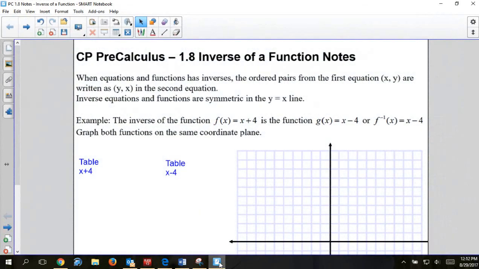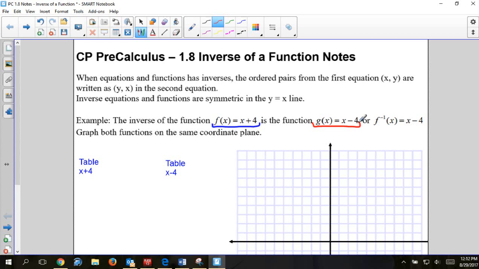So we're doing inverses today. And you maybe did a little bit of inverses last year, maybe a little bit. Let's start by just graphing the equation f of x equals x plus 4. And then on the same graph, we're going to graph g of x equals x minus 4.